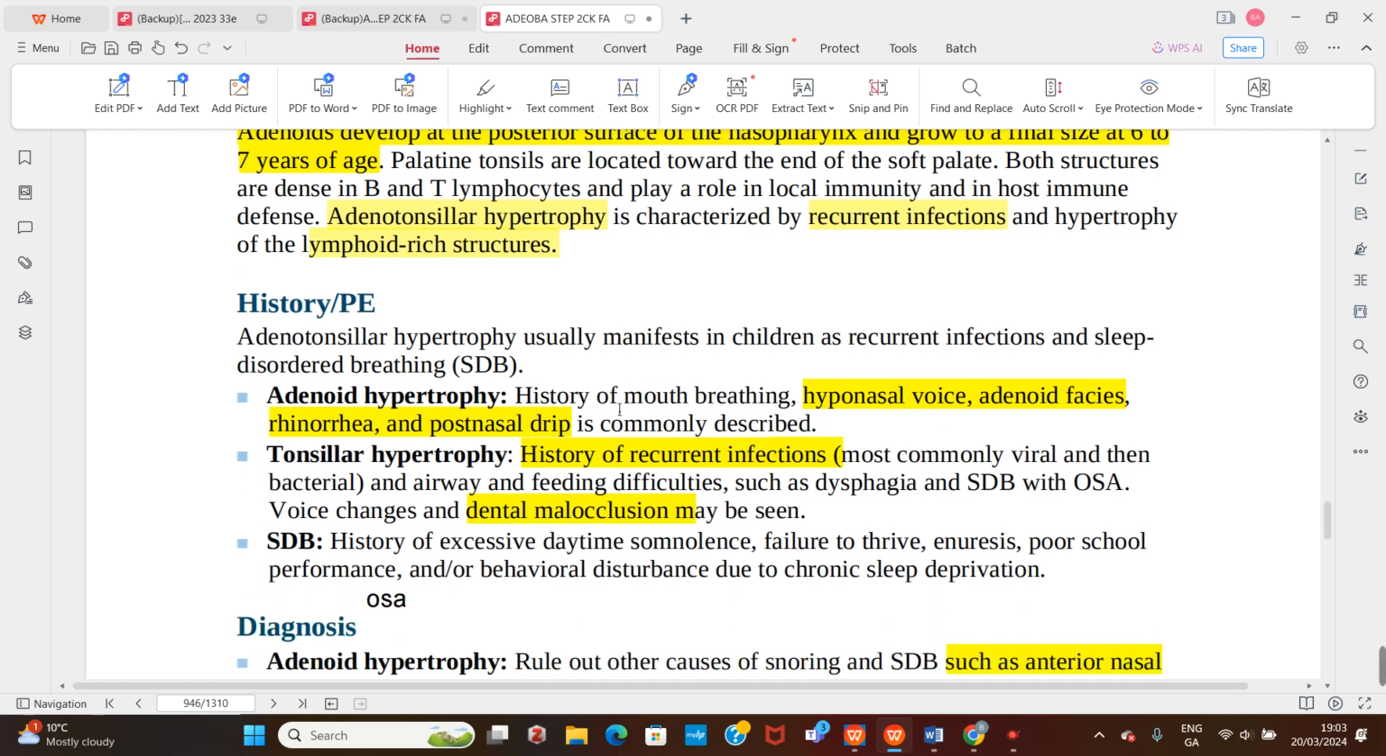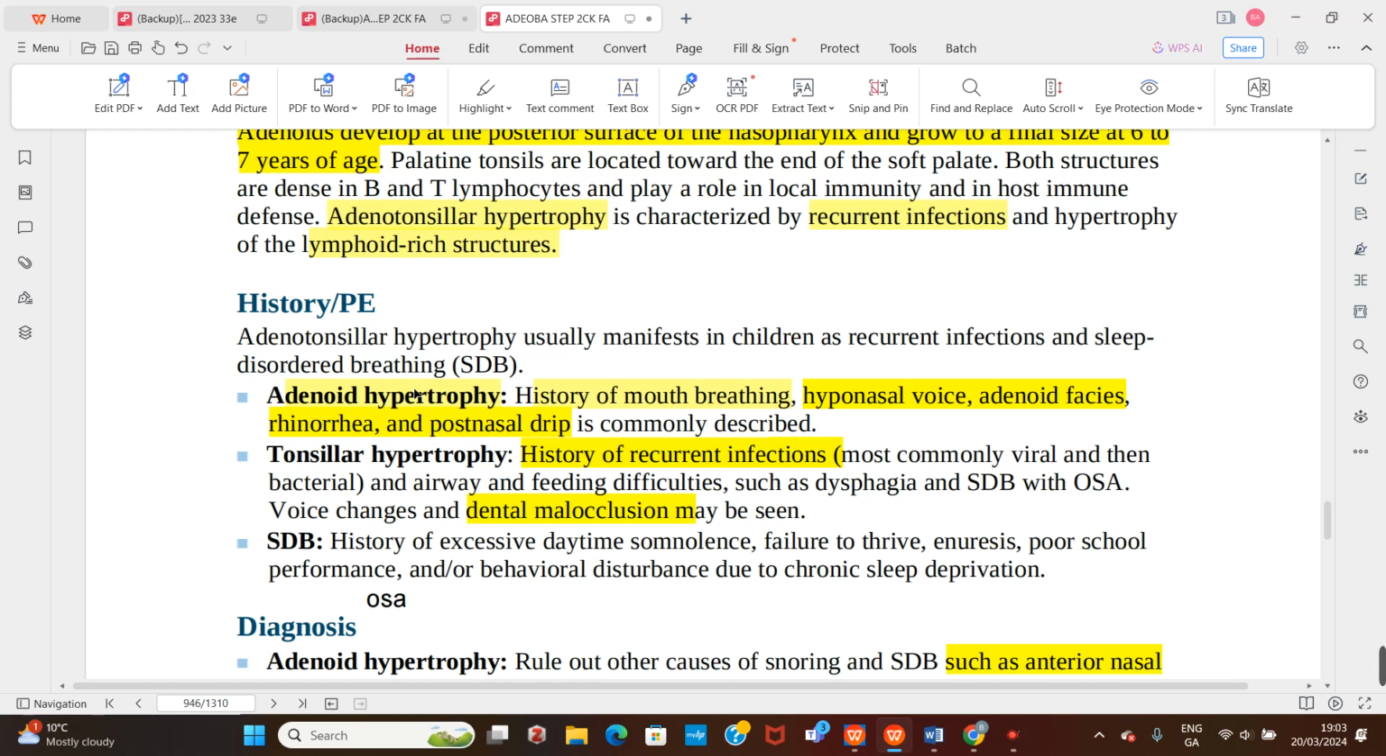So, a child with adenoidal hypertrophy, you are going to get a history of recurrent mouth breathing because the adenoids are enlarged and occluding the nasopharynx. There's no way air can get from behind the nose into the airway, so they will be breathing through their mouth.